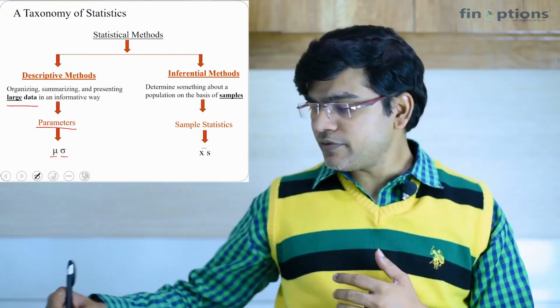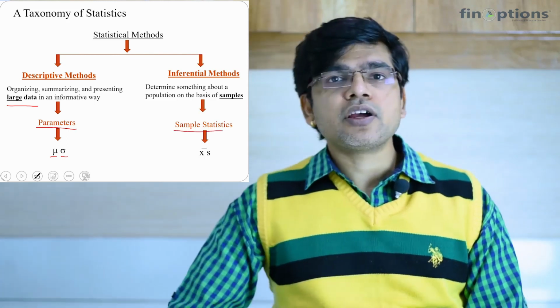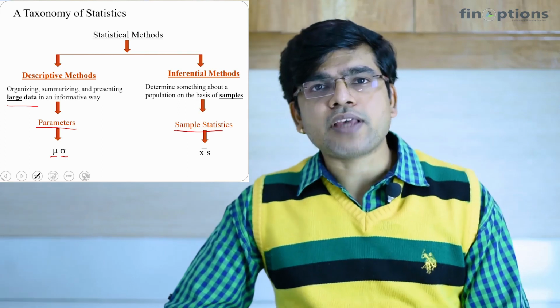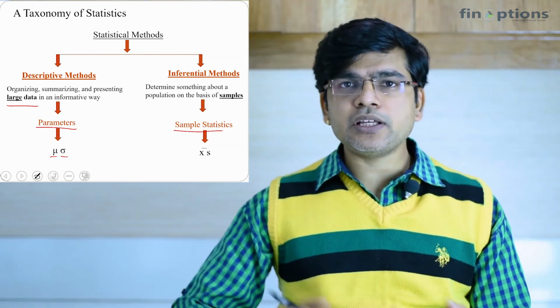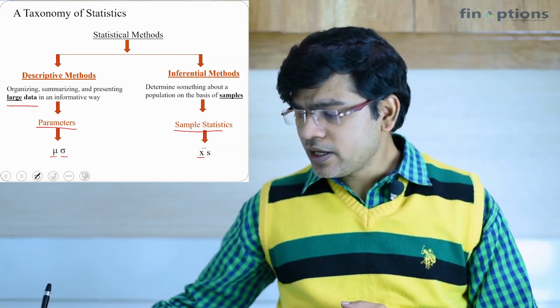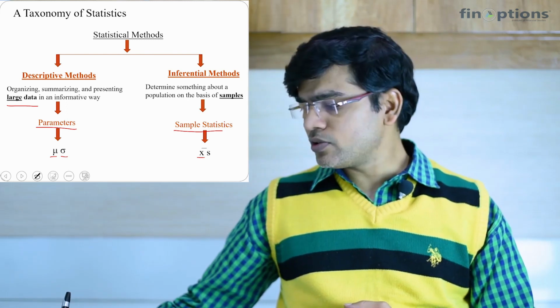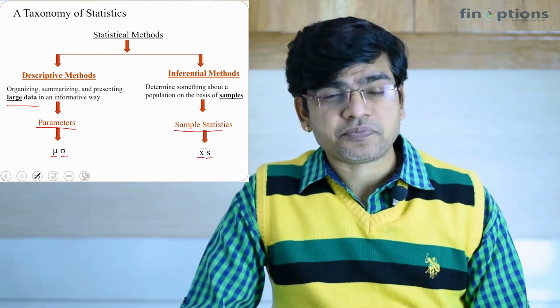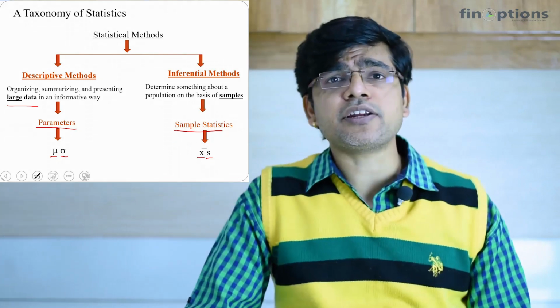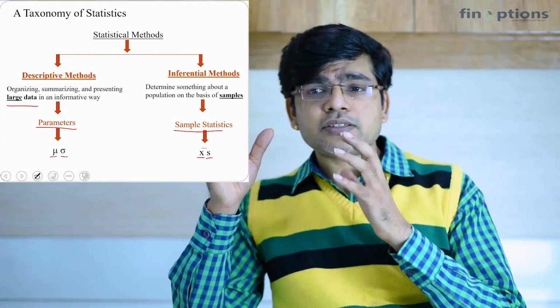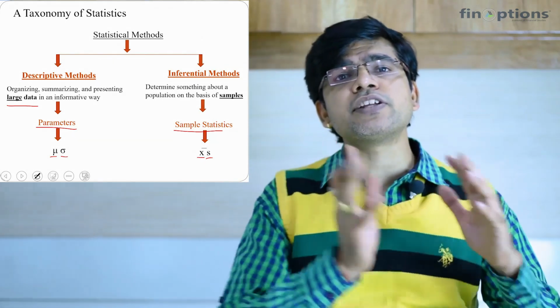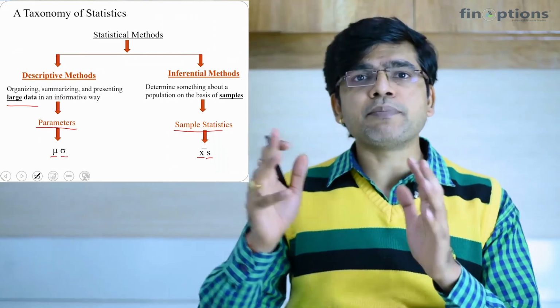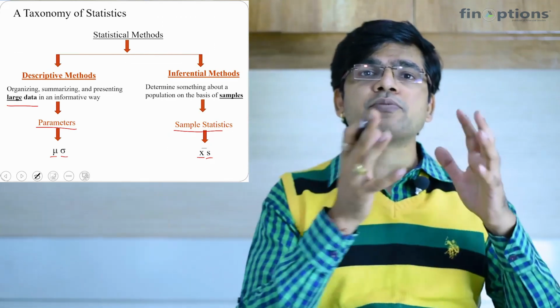Sample findings are then referred to as sample statistics. Two of the common sample statistics could be the sample mean, which is denoted by x bar, and the sample standard deviation, which is denoted by small s. Now why inferential statistics? Because from these sample findings we make inferences about the population. That the sample mean is x, so the population mean could be this. So based on sample findings we make inferences about the entire population.